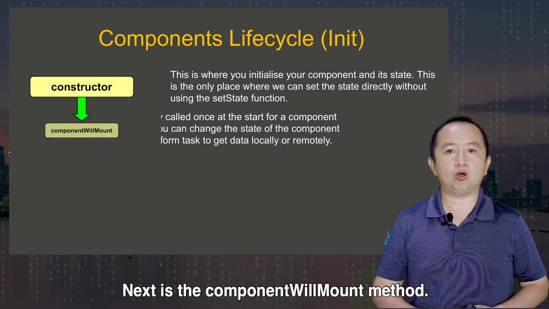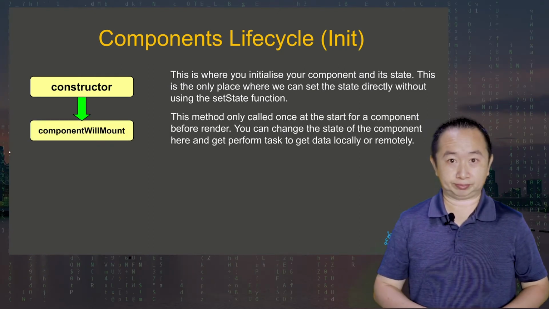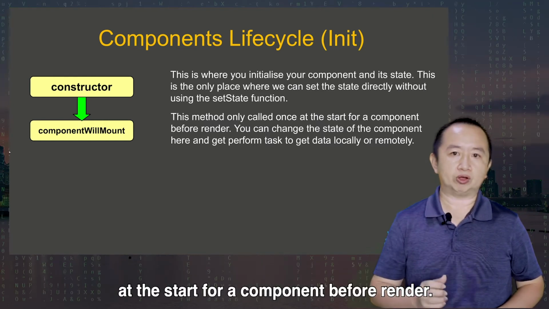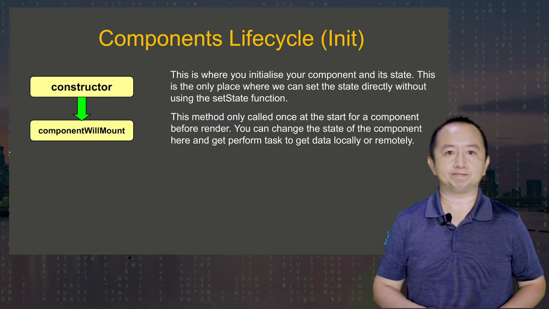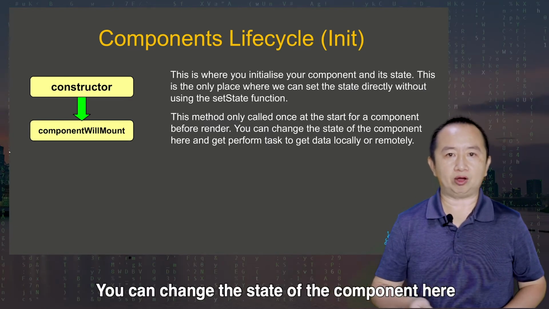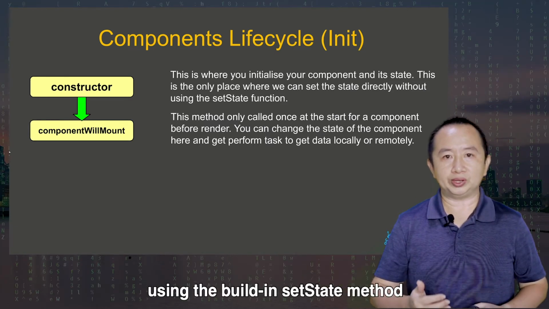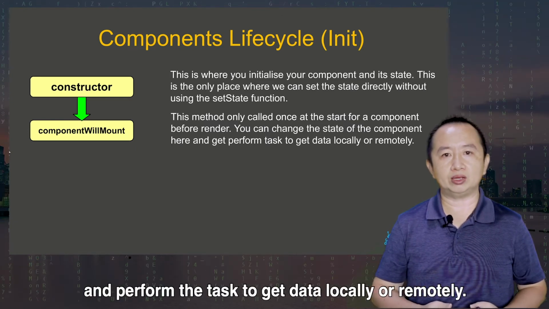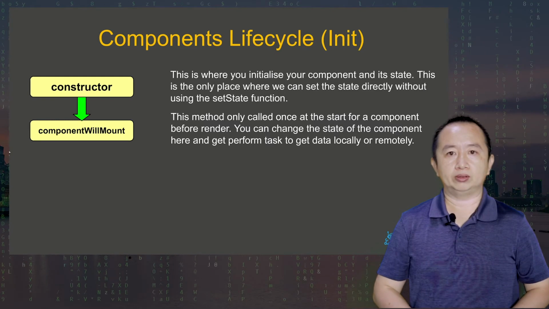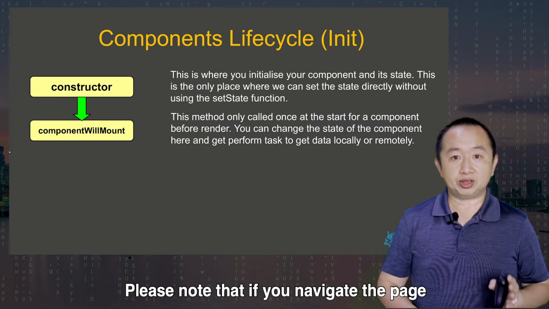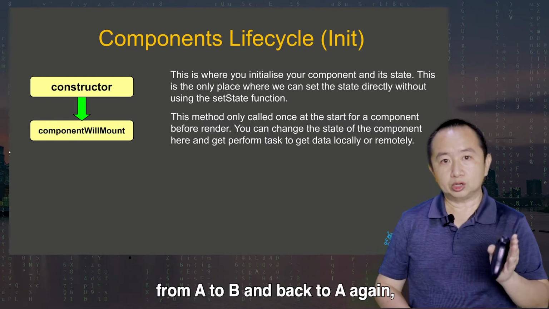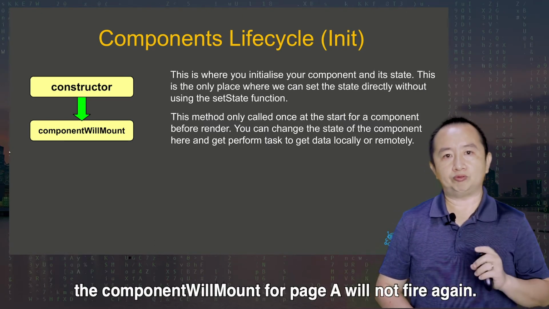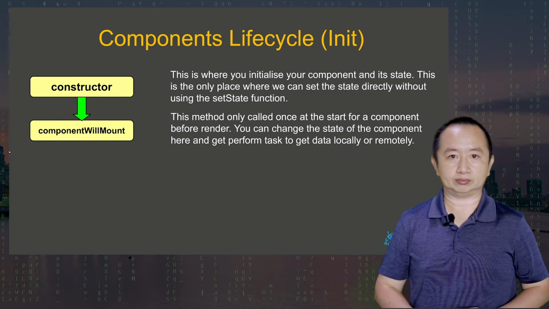Next is the component while method. This method only called once at the start of the component before render. You can change the state of the component here using the built-in setState method and perform the task to get data locally or remotely. Please note that if you navigate the page from A to B and back to A again, the component while for page A will not fire again.